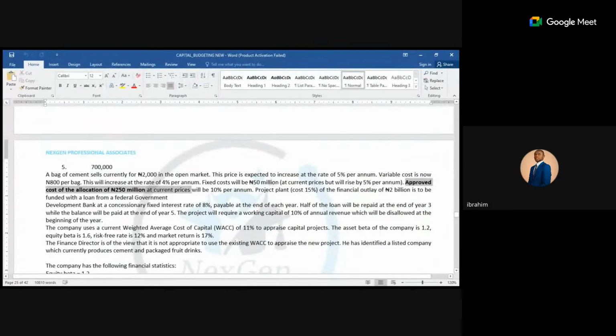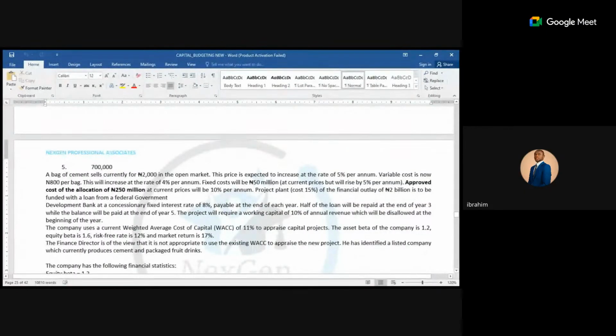Now, approved cost allocation at current prices will be 10% per annum. Approved cost allocation. Please, class, is this a relevant cost? No. So anything that has to do with apportionment or cost allocation is not a relevant cost.